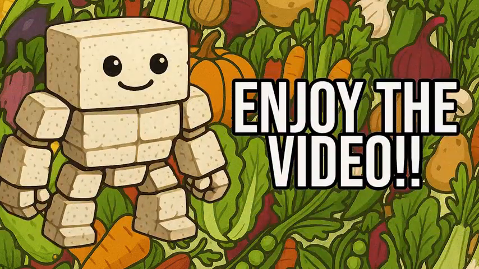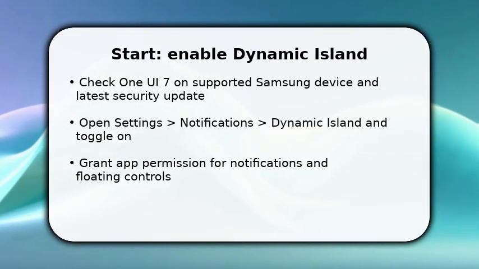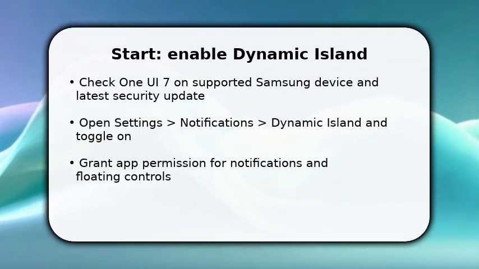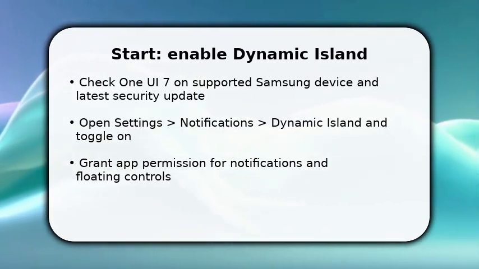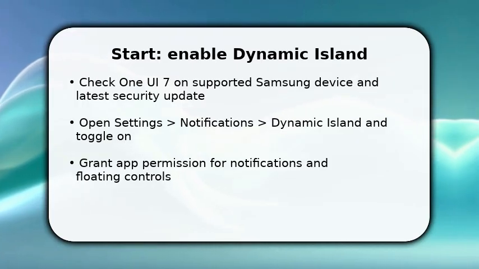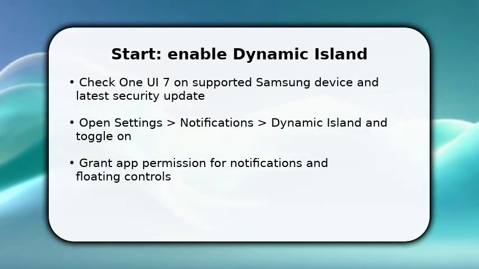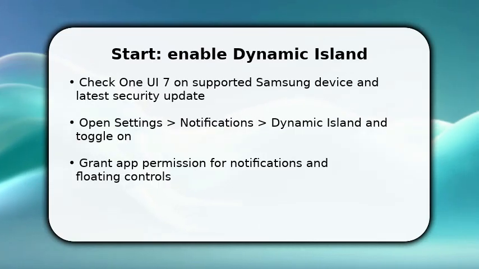Please enjoy the video. You'll begin by enabling Dynamic Island so the system can surface contextual content. Open Settings and go straight to Notifications. Once there, enable Dynamic Island and allow the system to manage floating alerts.